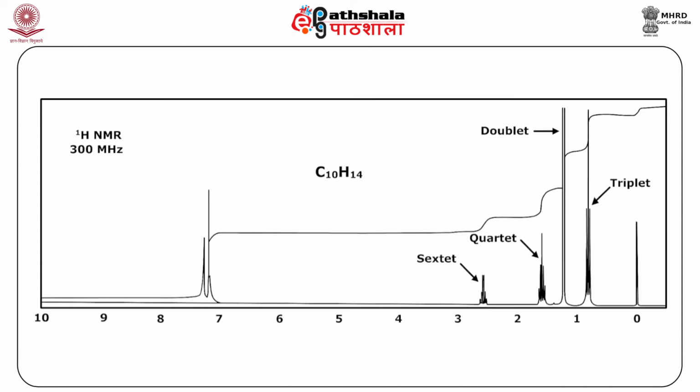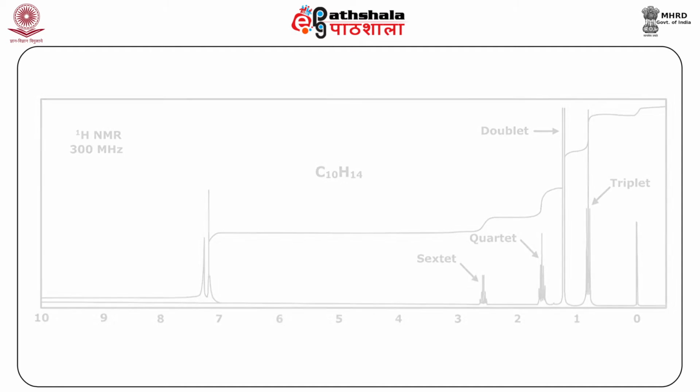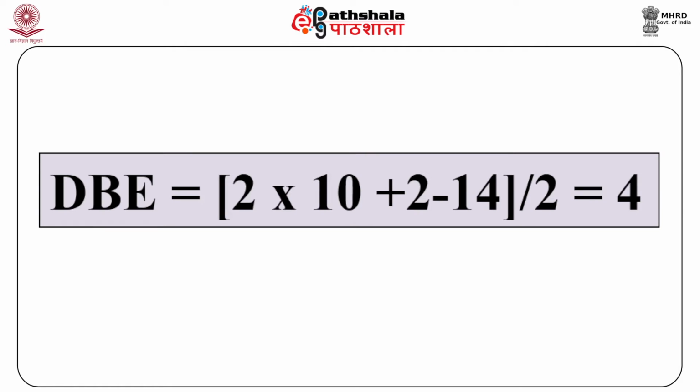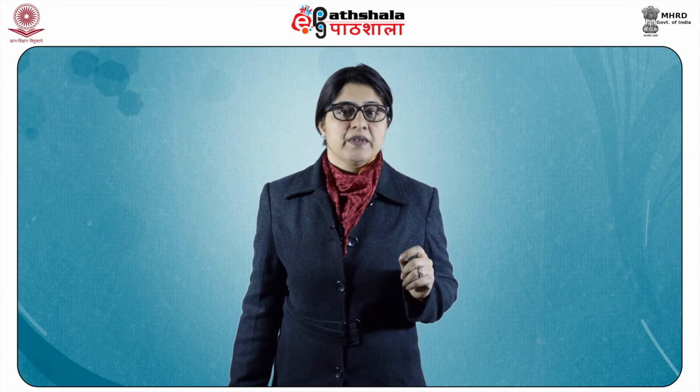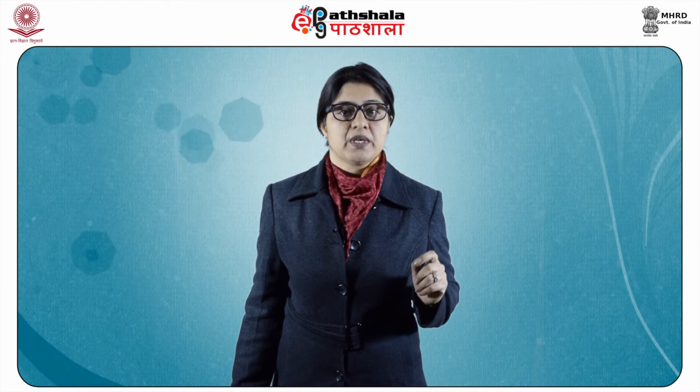The NMR spectrum of a mono-substituted hydrocarbon is provided. Its molecular formula is C10H14. Deduce the structure. Again, the spectral data is very intricate, and looking at it carefully, from the molecular formula the double bond equivalence will be (2 × 10 + 2 − 14) / 2 = 4. It is given that the compound is a mono-substituted hydrocarbon.